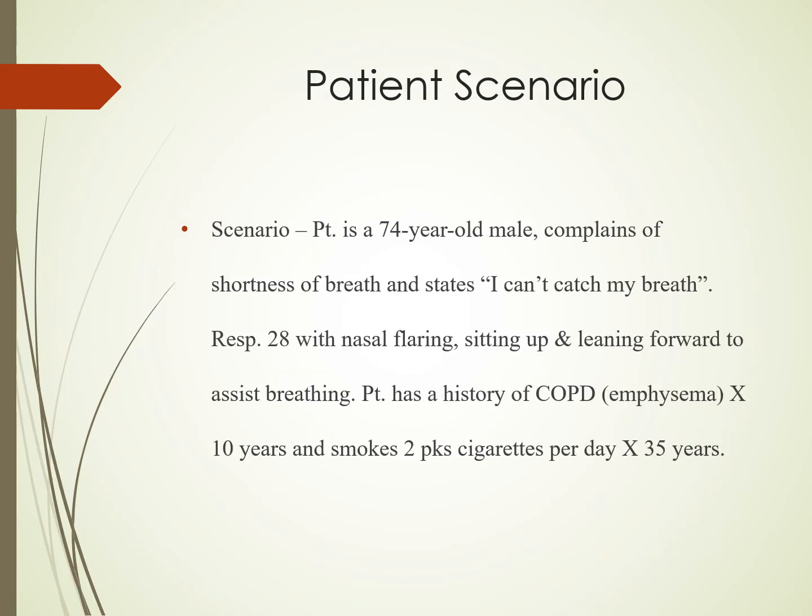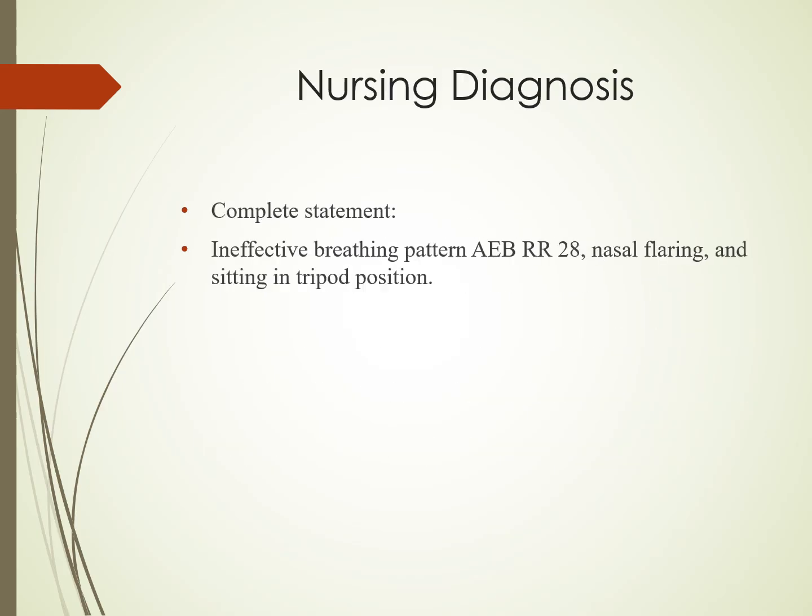So here's a patient scenario. You can look at some of the data and how it's written up, and then refer back to the NANDA diagnosis and the evidence we just talked about. Ineffective breathing pattern related to impaired chest wall expansion. Again, I'm not going to have you focus on the related to, but your AEB is your as evidenced by. Respiratory rate of 28, nasal flaring, sitting in a tripod position. Again, that is distress for that patient.